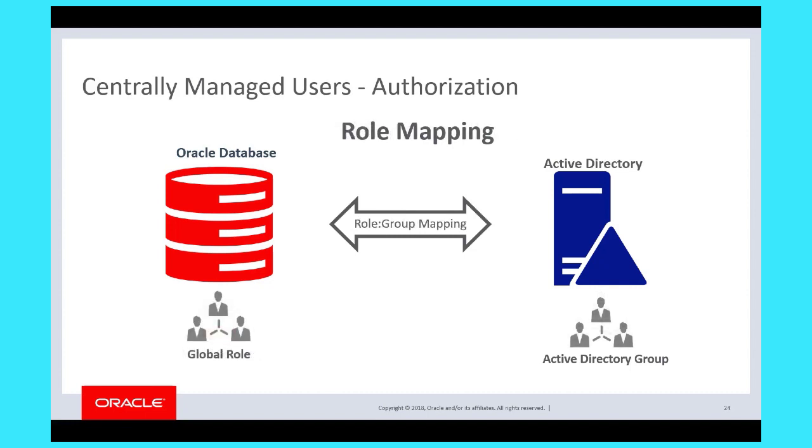Role mapping is done just the way it was in enterprise user security. I have my global role in the database, which maps to the distinguished name of a group in Active Directory. But the place where we store the mapping has changed. Prior to centrally managed users, role mappings and shared schema mappings were all contained within an Oracle directory. With centrally managed users, the mappings are now contained within the data dictionary of the database.